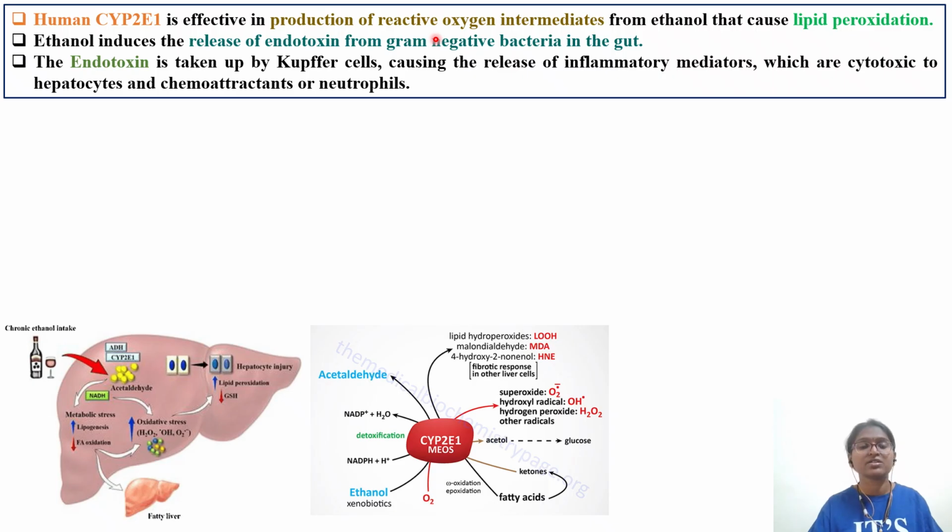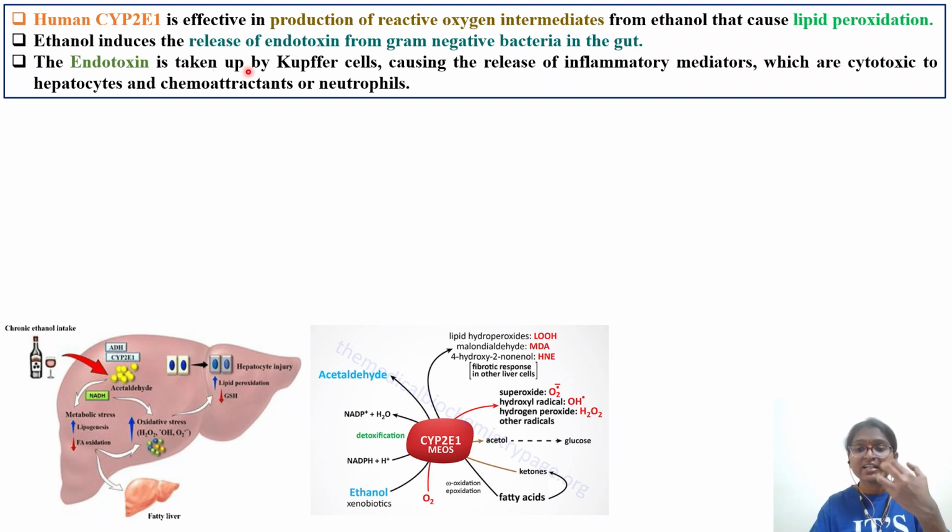We will read about CYP2E1. So they are involved in the production of reactive oxygen intermediates from ethanol that cause lipid peroxidation. Everything is taking place here in the liver. Ethanol induces release of endotoxin from the gram-negative bacteria. Just now we have seen the gastric mucosa; the endotoxin is released there, from the gram-negative bacteria in your gut, the stomach lining.